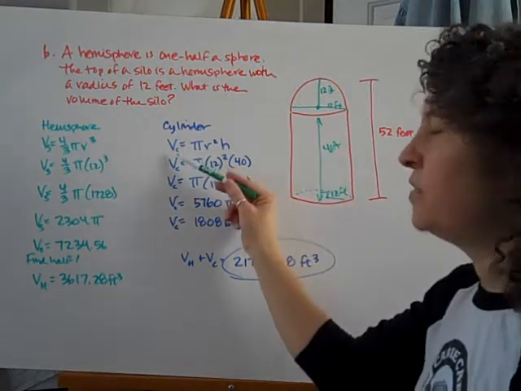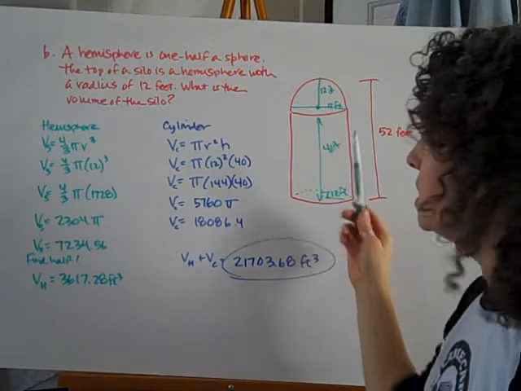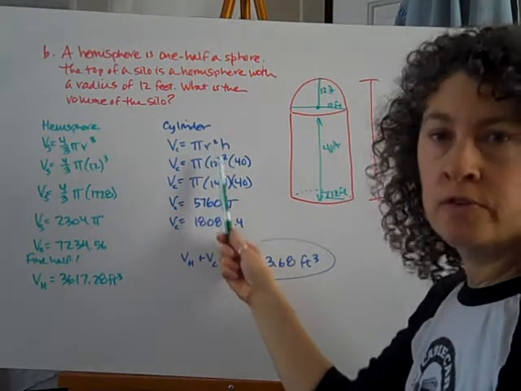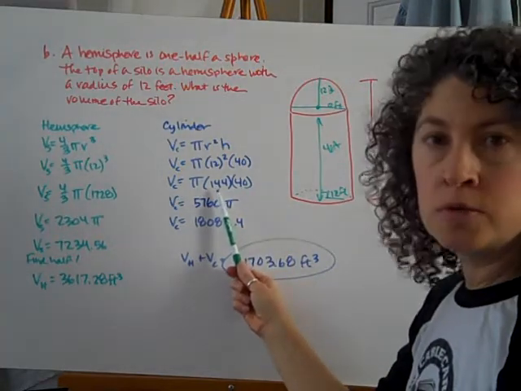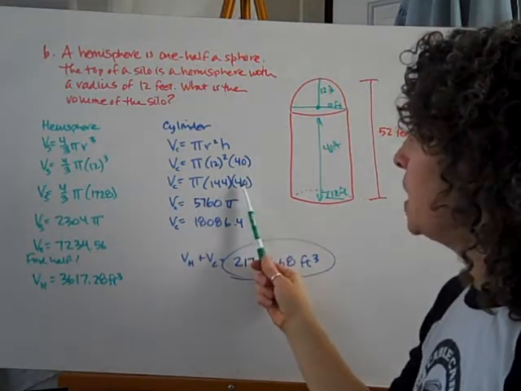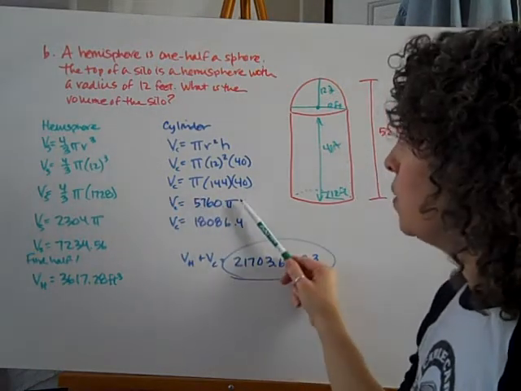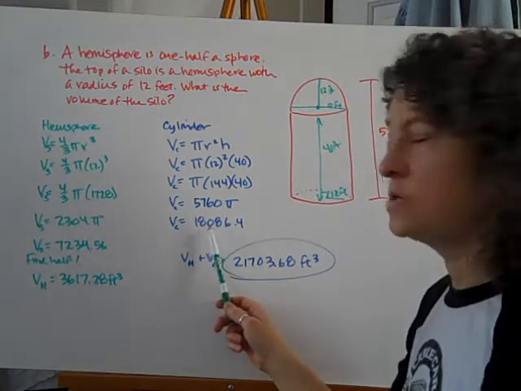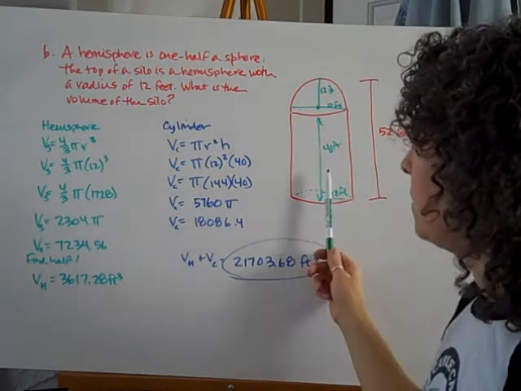All right, so now I'm going to find the volume of my cylinder, since I know the height and I know the radius. So here's my volume for a cylinder. I'm going to plug 12 in for the radius. I'm going to plug 40 in for the height. I get 144 when I do 12 squared. 40 is my height. 144 times 40 is 5,760. When I multiply that by pi, I get 18,086.4.